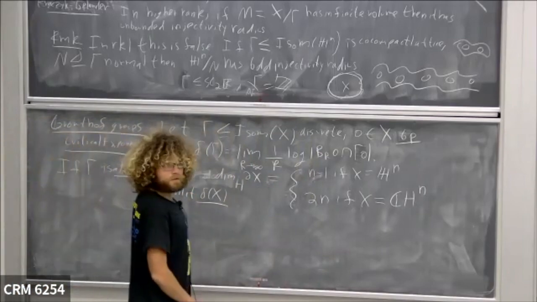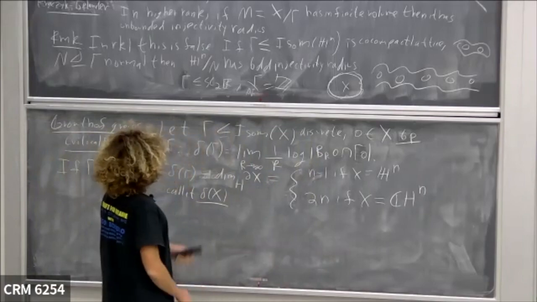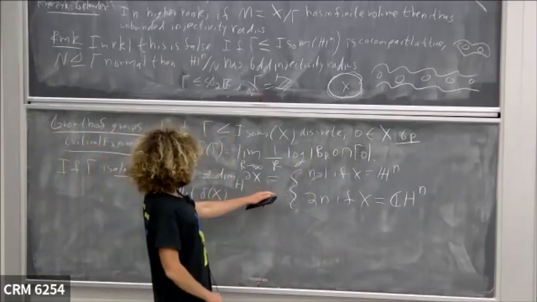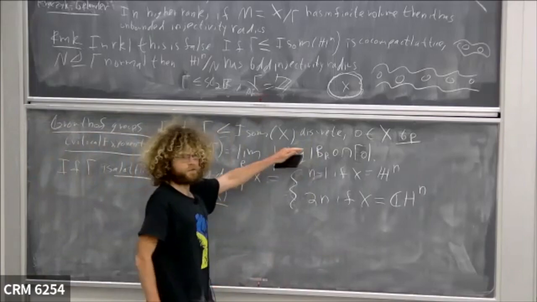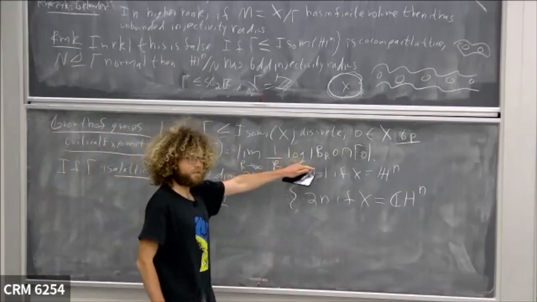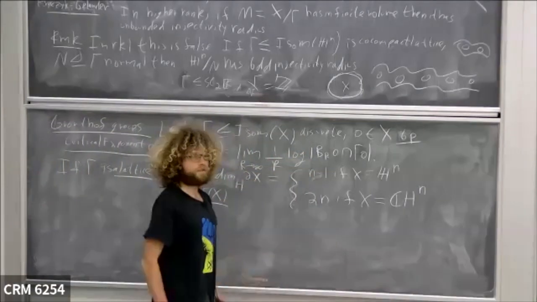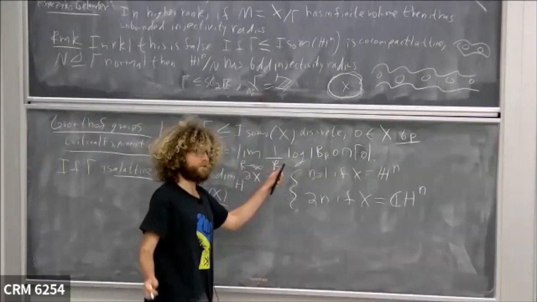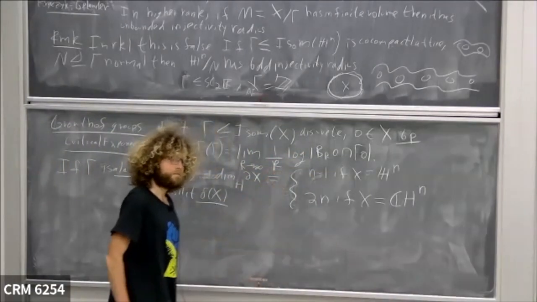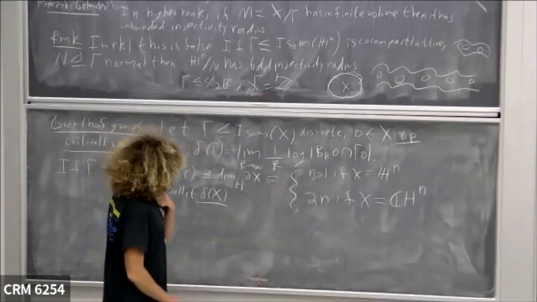Is it only for rank one? The fact that it's independent of the lattice is true in higher rank, and also in way bigger generality. It's the dimension of the boundary.